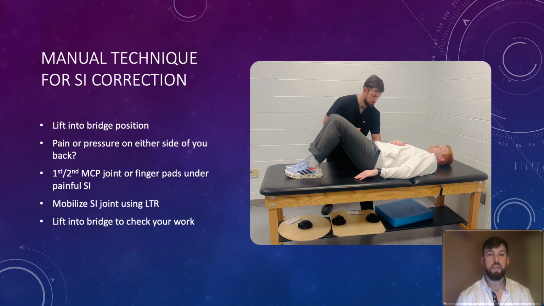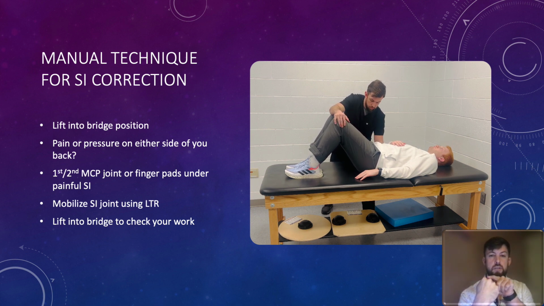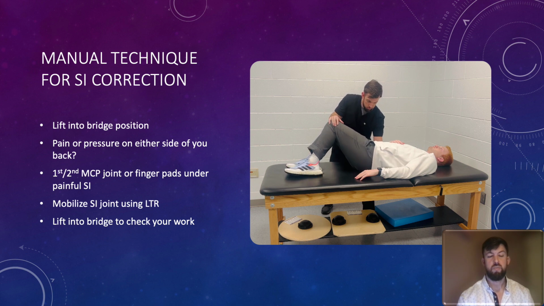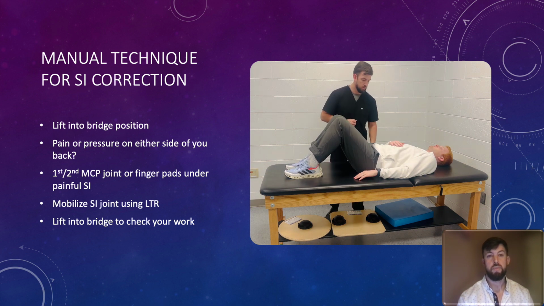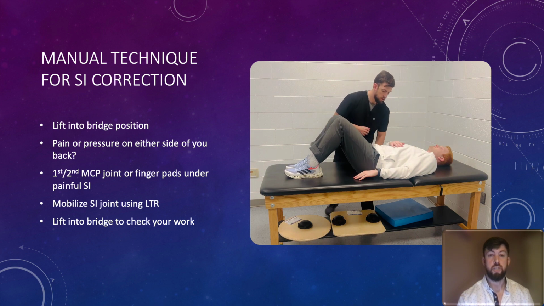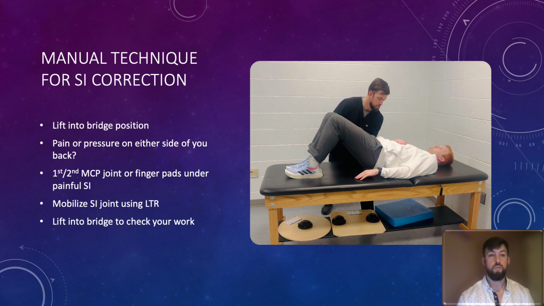The SI correction technique can be used when they have pain or pressure on either side when asked to perform a bridge. So what I'm doing right now is putting my first and second MCP joints under his SI and then mobilizing the SI using a lower trunk rotation toward me. I'll perform it 3, maybe 4 times, and I'll ask him to bridge again to see if that pain or pressure is gone. If the pain or pressure is gone, that means the SI has been corrected and you can move onwards. If they still have pain or pressure, you can perform it again.